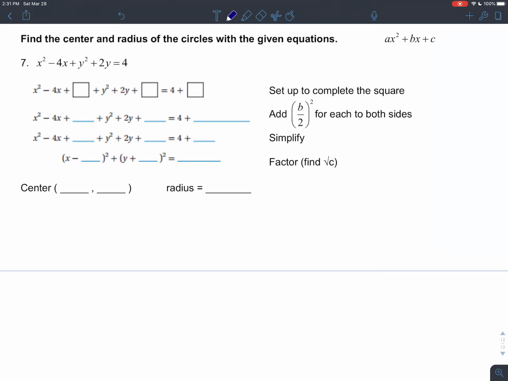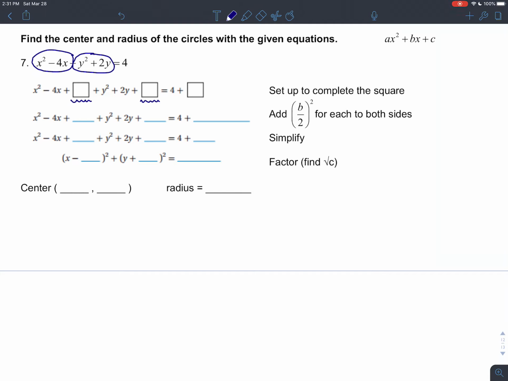We need to get all of the x's together and all of the y's together first, and all of the numbers over on the other side, which is what has already happened. So what we're going to do is leave a little space next to the x and a little space next to the y. We're going to be adding something to this.